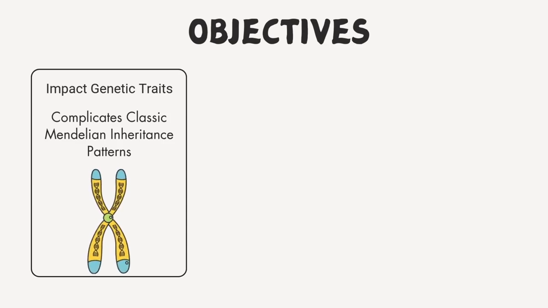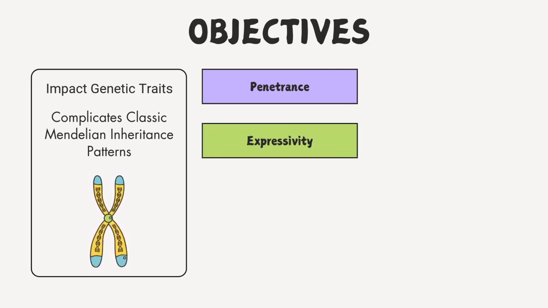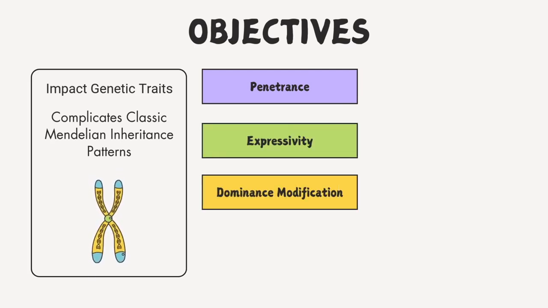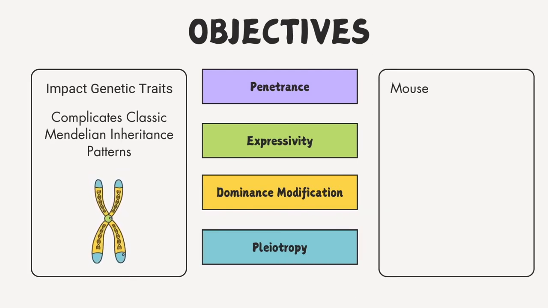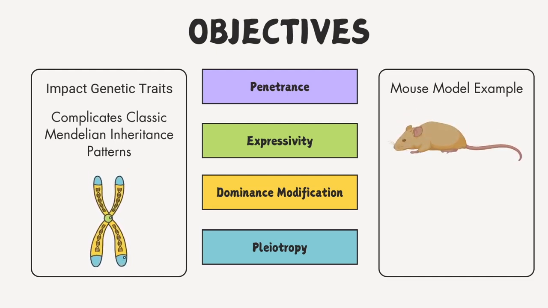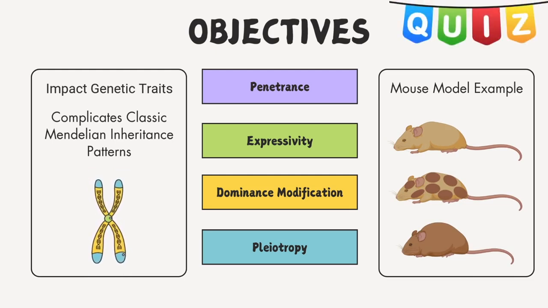We will break down the concept of various modifier effects, including penetrance, expressivity, dominance modification, and pleiotropy. We'll look into the mouse model example where mice with single gene mutations are bred with different genetic backgrounds. And finally, we'll have a few quiz questions to test your knowledge. Let's dive deeper into the background.